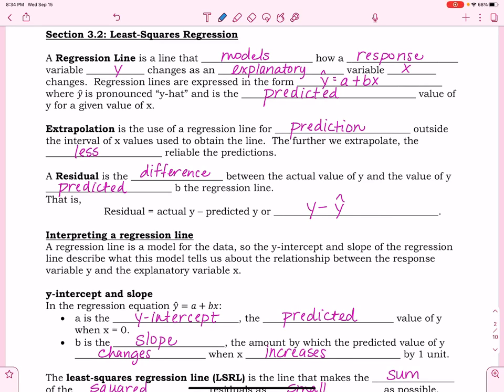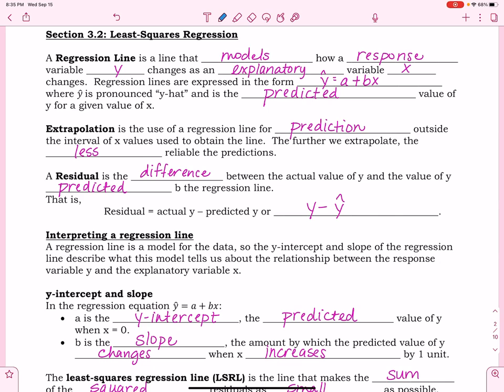In this video, we are in Unit 2 of AP Statistics, and we are looking at Section 3.2 in your book, the Least Squares Regression. So we've already been talking about scatter plots and correlation and all of that, but now we're going to get a little deeper and we're going to talk about the regression line.